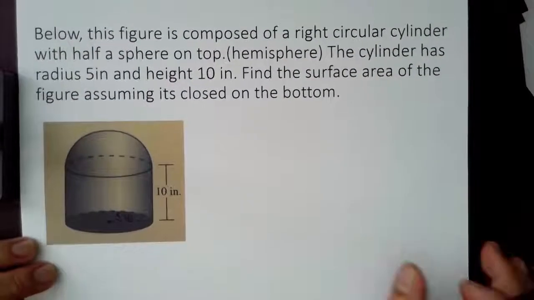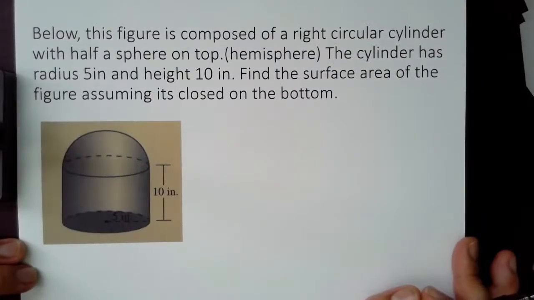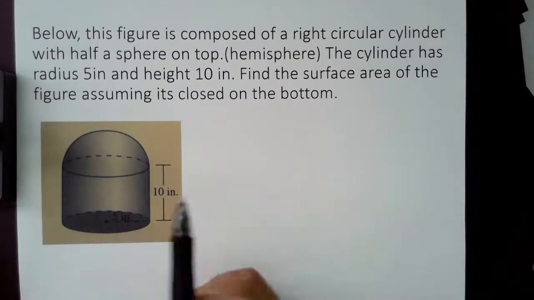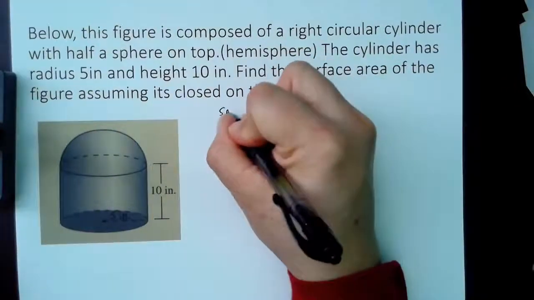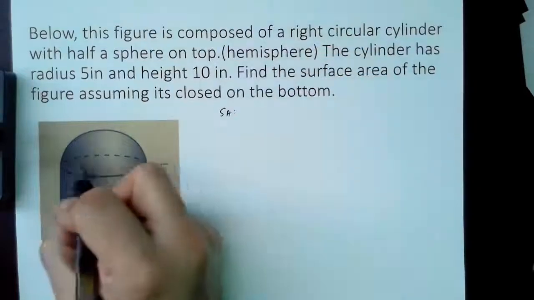So below, this figure is composed of a right circular cylinder with half a sphere on top. The cylinder has a radius 5 inch and height 10 inch. Find the surface area of the figure assuming it's closed on the bottom. So what are we really doing? We're finding the surface area of a cylinder with one end gone, right?